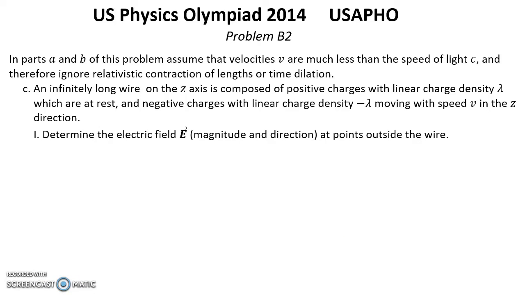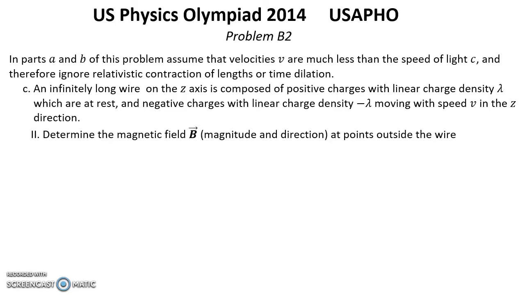Part C. An infinitely long wire on the z-axis is composed of a positive charge with a linear charge density lambda, which is at rest, and negative charges with a linear charge density negative lambda, moving with the speed v in the z direction. Question 1. Determine the electric field E, magnitude and direction, at the points outside the wire. Solution. The wire as a whole is neutral, so there is no electric field outside the wire.